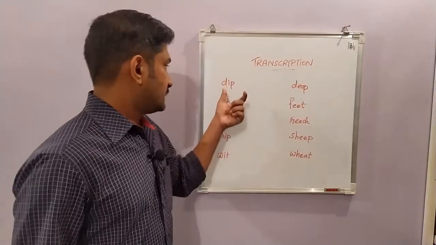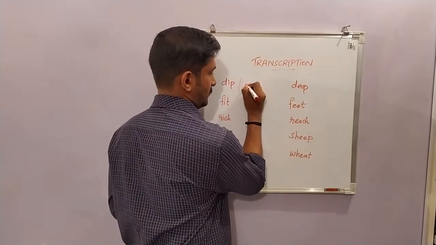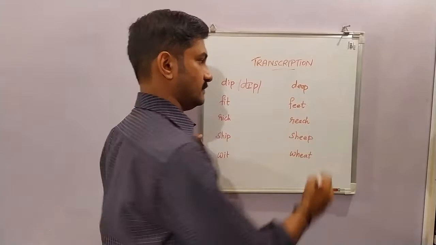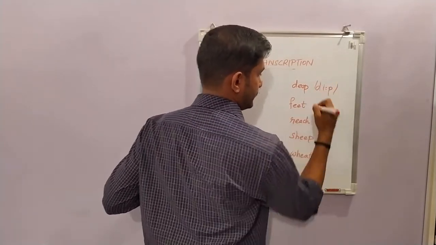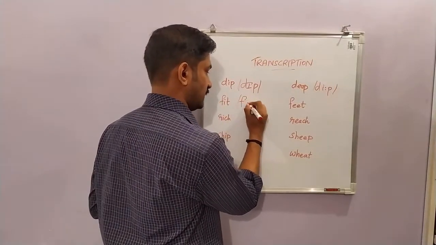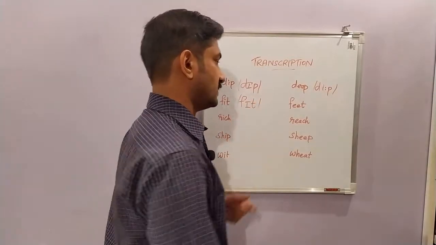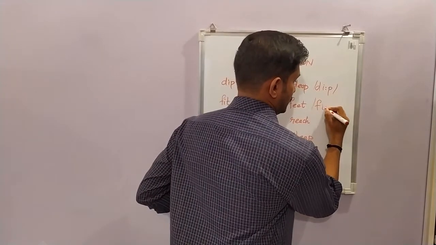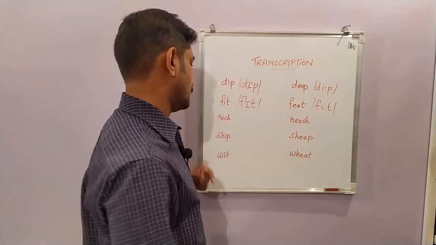Some more words, as this dip, next one deep, d, e sound, p. Okay. Fit, f, the short e, t, fit. Feet, f, the long e sound, t, feet.